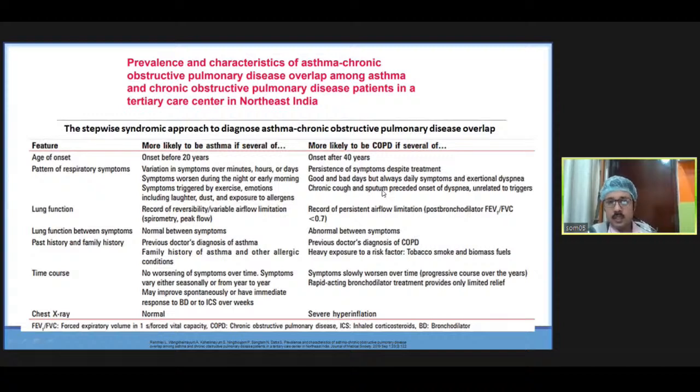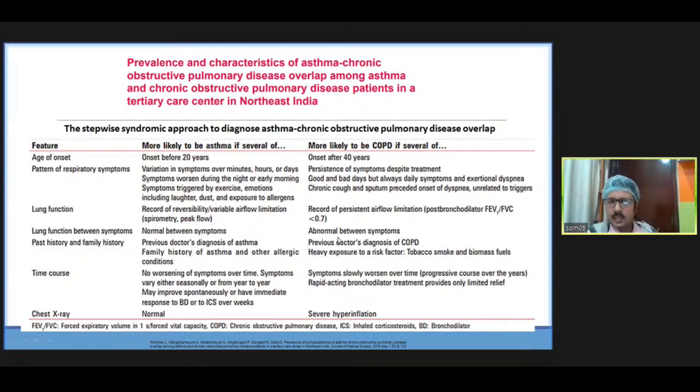There's chronic cough and sputum production, which is followed by dyspnea. So in a COPD patient, symptoms are persistent. Usually the patient has chronic cough, and PFT shows post-bronchodilator FEV1 by FVC less than 0.7. This is very important for the diagnosis of COPD according to GOLD criteria. So post-bronchodilator FEV1 by FVC is less than 0.7.